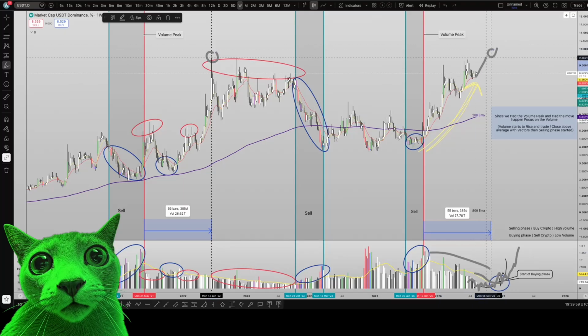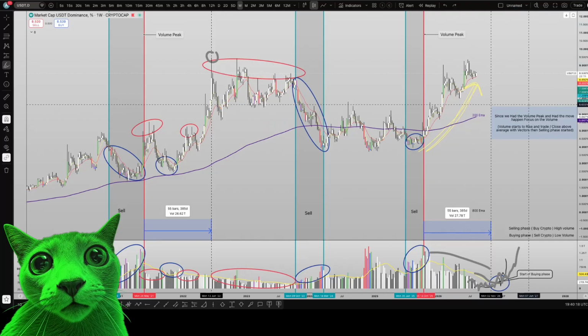Then there could be another move up, where I'm looking for an SFP and a quick reclaim down into the range, and then continuing down. But we could easily just start moving down now. We could easily come down to the 200 EMA and then blow up out of here. So this is why I'm anticipating at least a rally in crypto in the short to mid term, not for the long term.